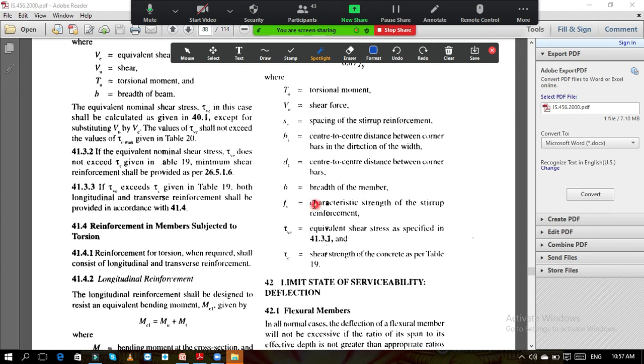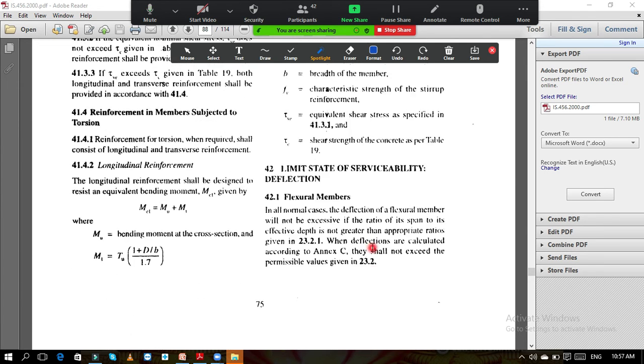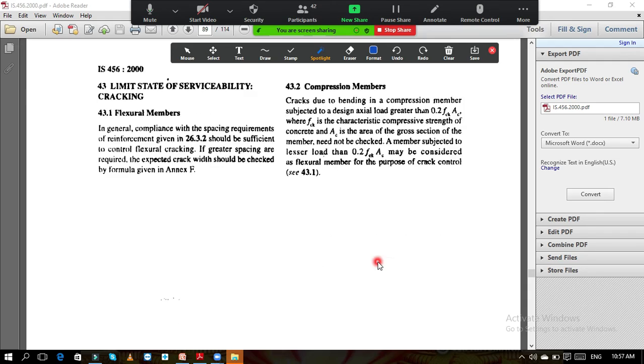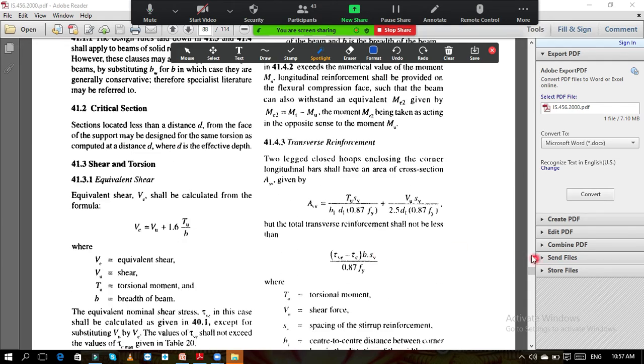Then B is the width of the member. Then Fy is the characteristic strength. Then tau Ve is the equivalent shear stress, which is already specified in the earlier clause. Then tau C is the shear strength of concrete as per table number 19. They have specifically told you to take tau C, the shear strength of concrete, as per table number 19. So these are the terms we need to consider over here.